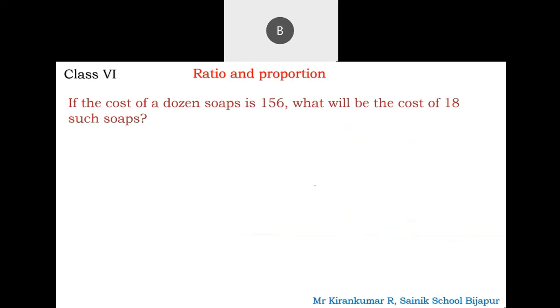This you can try. If the cost of a dozen soaps is 156, we can also cross multiply it, sir. Yes, you can also cross multiply. If you cross multiply, it doesn't become a unitary method. Since I am discussing the unitary method, solve it by this way.